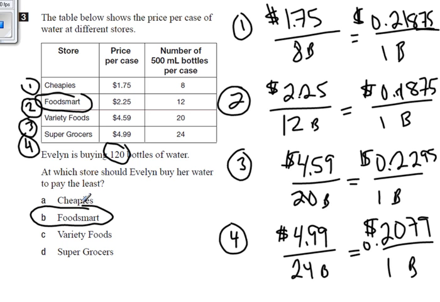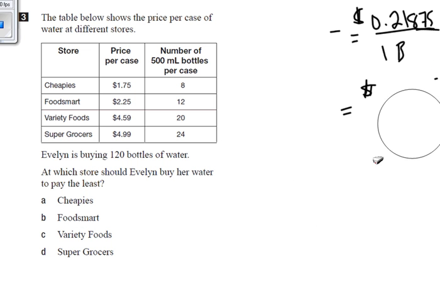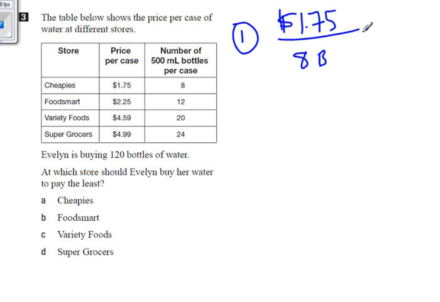So unit pricing is always a good method. Now, I'll just show you quickly another way you could have done this question. We know that Evelyn wants to buy 120 bottles. So instead of finding unit price for each store, what we could have done is we could have found out what she would pay if she had bought 120 bottles.